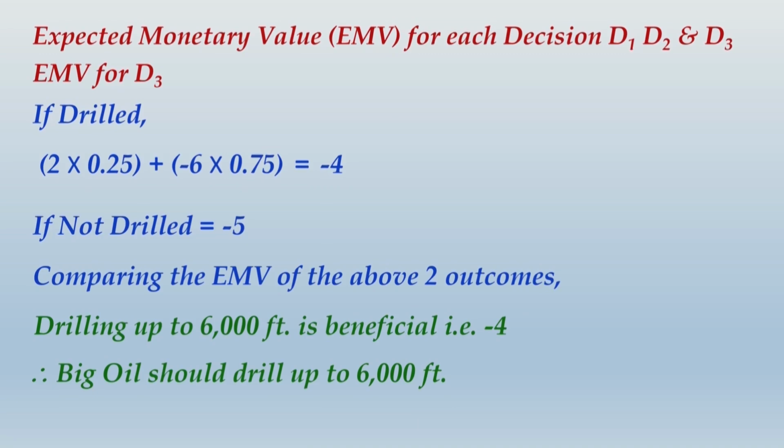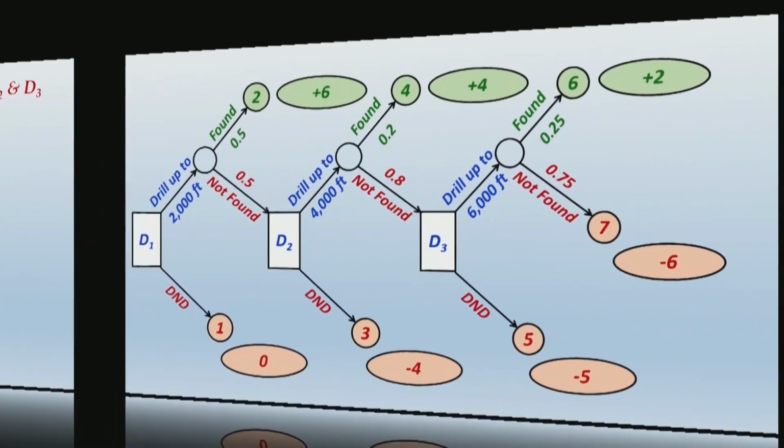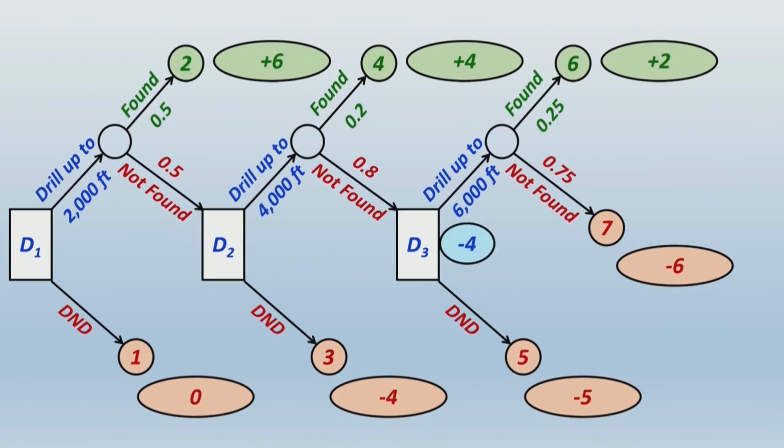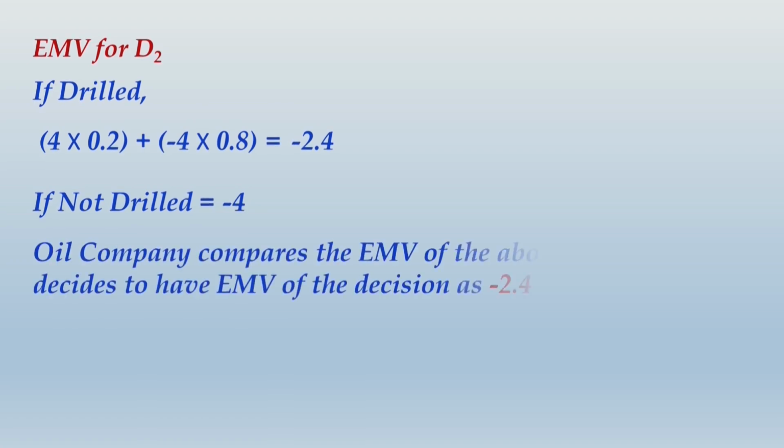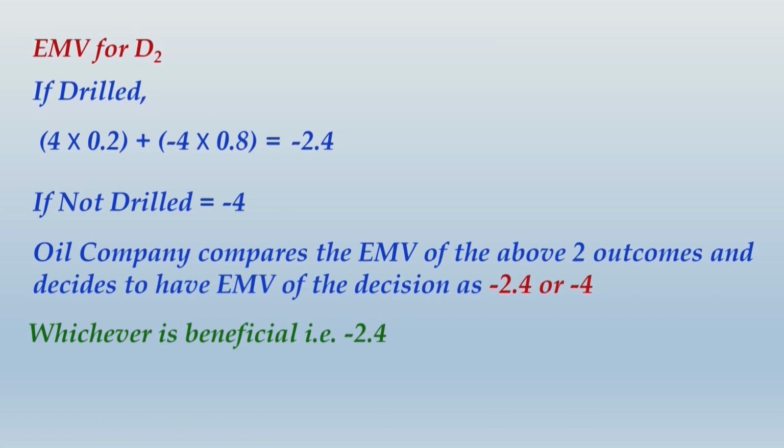Alright friends, once you have completed writing this working, you go back to your decision tree diagram and for D3, you identify its EMV as minus 4. Keep in mind that all the positive and negative values that you are plotting over here are in millions of dollars. So for D3, I'm sure you would have written minus 4 already. Let us move ahead and take up the next working, that is EMV for D2. Now I don't have to explain it to you. If drilled, it would come to negative 2.4 million. If not drilled, it is already computed as minus 4, that is a loss of $4 million. Between these two, minus 2.4 is better than minus 4. So we conclude that Big Oil should drill up to 4,000 feet. So write this working quickly and then I take you ahead.